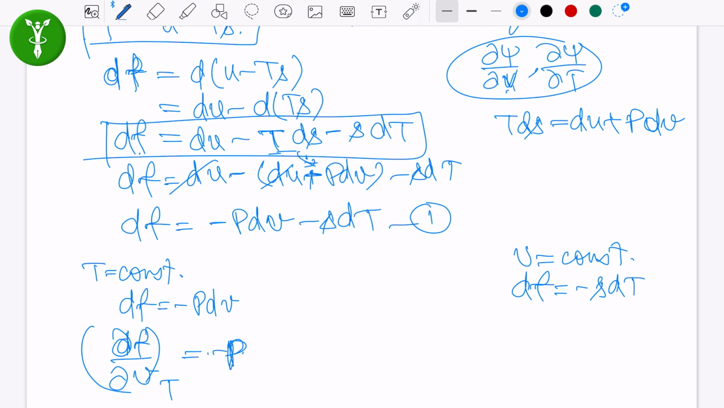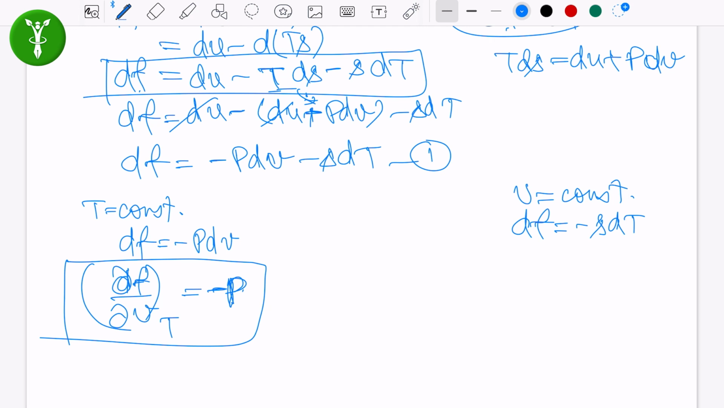This is another GATE-XE question: if we take the Helmholtz function on the y-axis and volume on the x-axis, for a given isotherm, what will be the slope? So this will be the slope, minus P. P is actually the absolute pressure, right? So it cannot be less than 0. It will always be positive, but minus is there, so that's why it is non-zero, negative, and other things we will see in the next question.